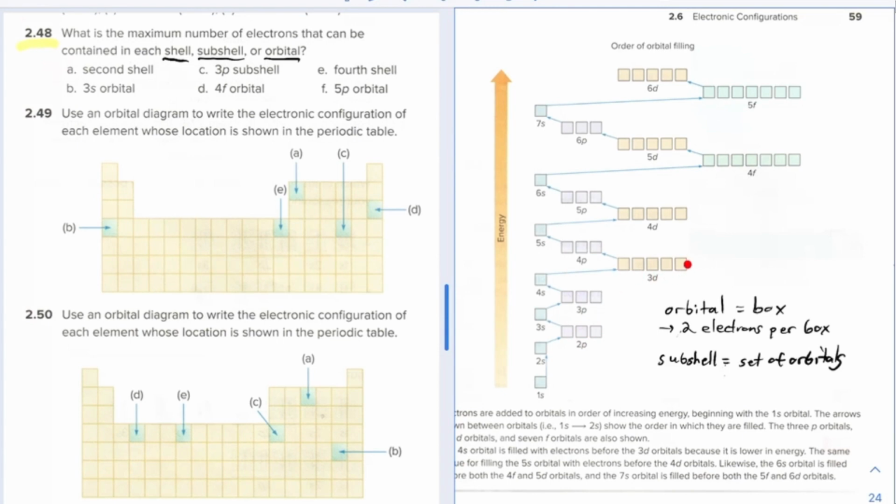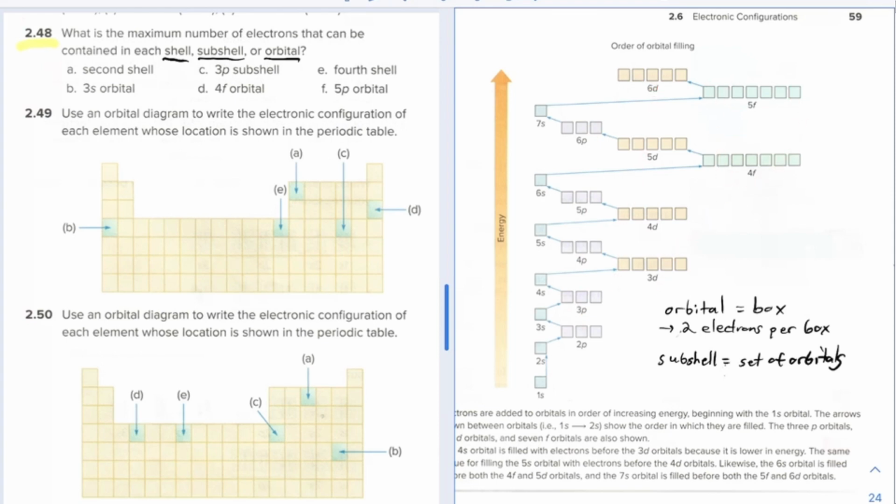The 3d subshell has 5 orbitals. The 4f subshell has 7 orbitals. Look at these s subshells. Each one only has 1 orbital. So, hopefully you see the pattern. S subshells have 1 orbital in them. P subshells always have 3. Ds have 5 orbitals, and Fs have 7.